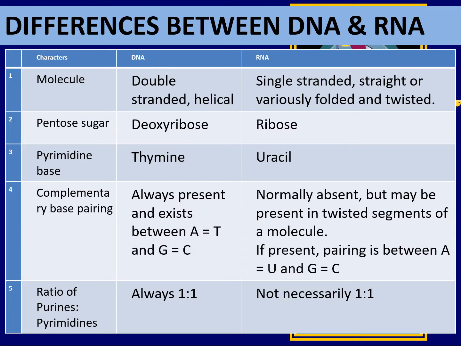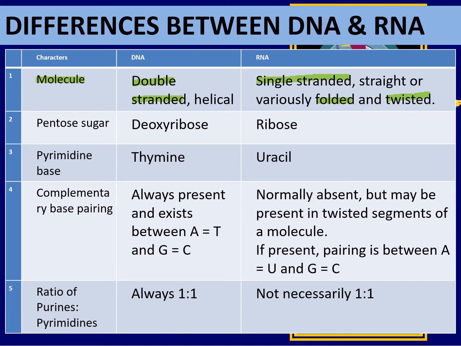One important difference between a DNA molecule and an RNA molecule is the shape of the molecule itself. In DNA, your molecule is always double-stranded, whereas in RNA, your molecule is generally single-stranded, but it can contain double-stranded regions because it may fold upon itself or twist upon itself. So DNA is double-stranded, whereas RNA can be double-stranded.